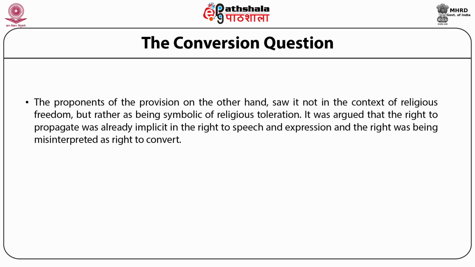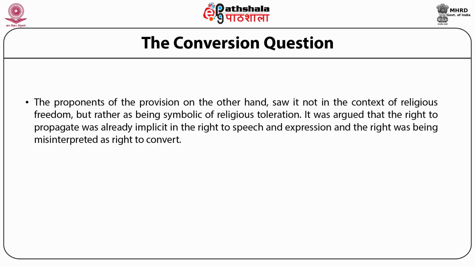On the other hand, the proponents, the supporters of the right to propagate one's religion, saw it not in the context of religious freedom, but rather as being symbolic of religious toleration. They said that if one member of a particular community felt the need to praise his Savior, his Lord, he should be allowed to do so. And it would be an act of tolerance on the part of members of the other community to give him a patient hearing or not give him a patient hearing. But to stop him from saying that his Lord is the one true Savior would be intolerant.